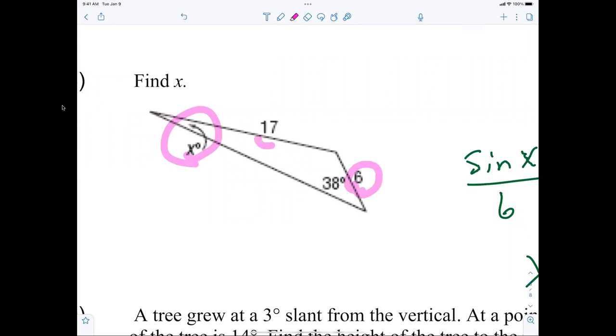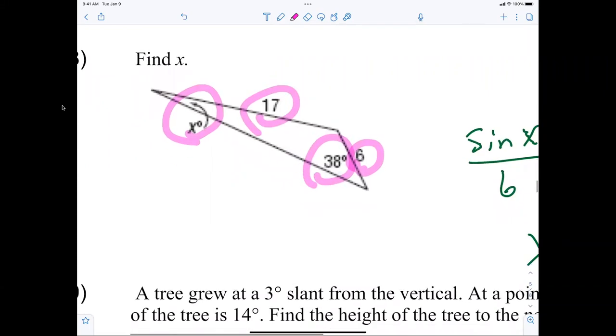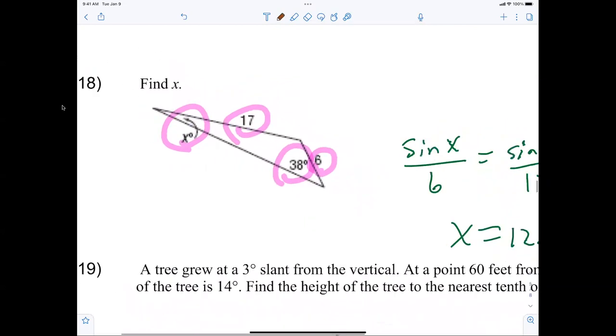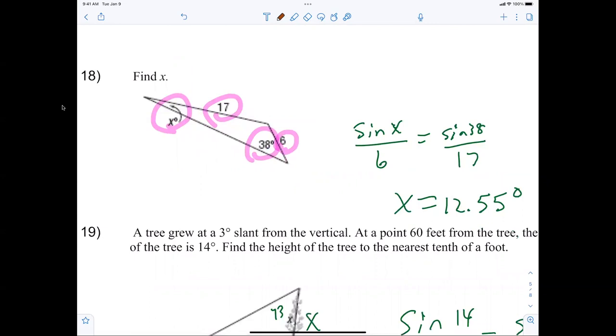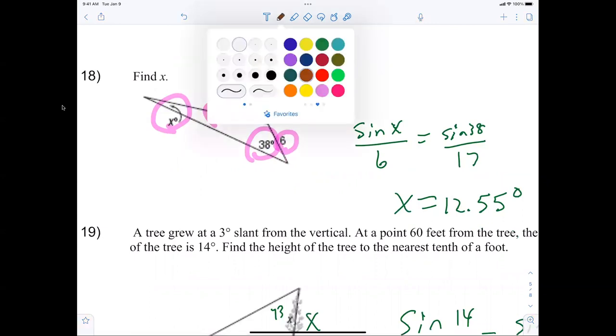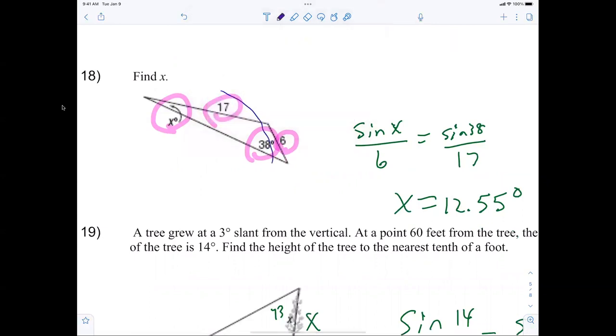X and 6, 17 and 38, automatically law of sines. Sine of x over 6 equals sine of 38 over 17. Some of you put like sine 6 over x or something. A couple of you made a mistake doing that. All right, the ones opposite are related. The ones opposite, these go together and these go together.